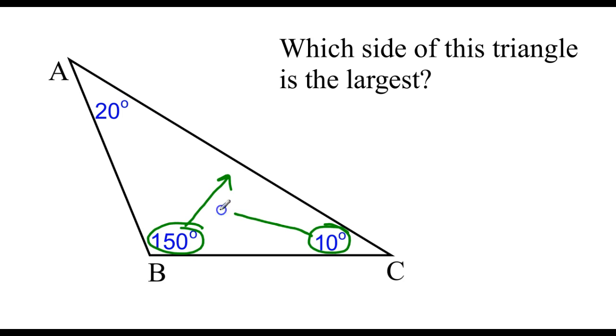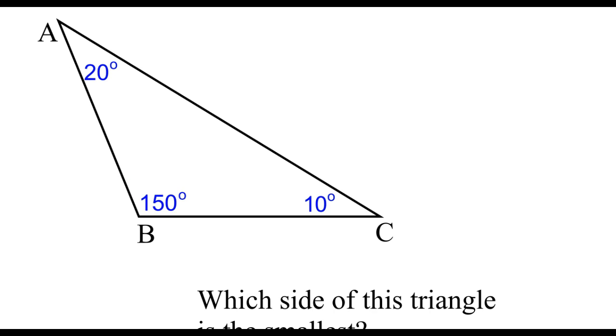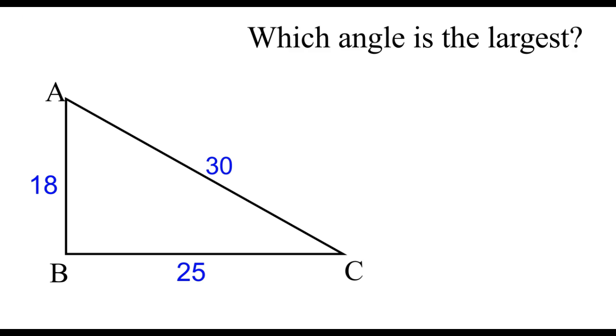So 10 is the smallest angle. That means AB must be the smallest side in the triangle. And then BC is the mediumest side because it's across from the mediumest angle. Yes, that's a word. Mediumest.